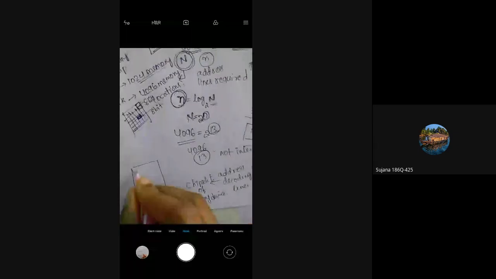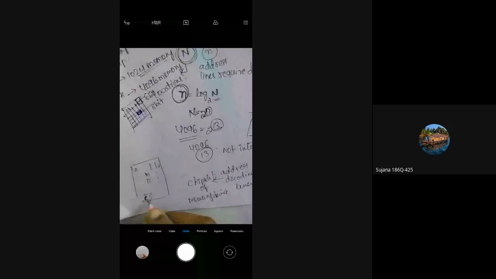Based on the chip select pin only. Let's say this is your memory device. It contains some address lines and some input output lines. It contains a pin called chip select, and read by write bar is another pin. It also contains some memory locations.